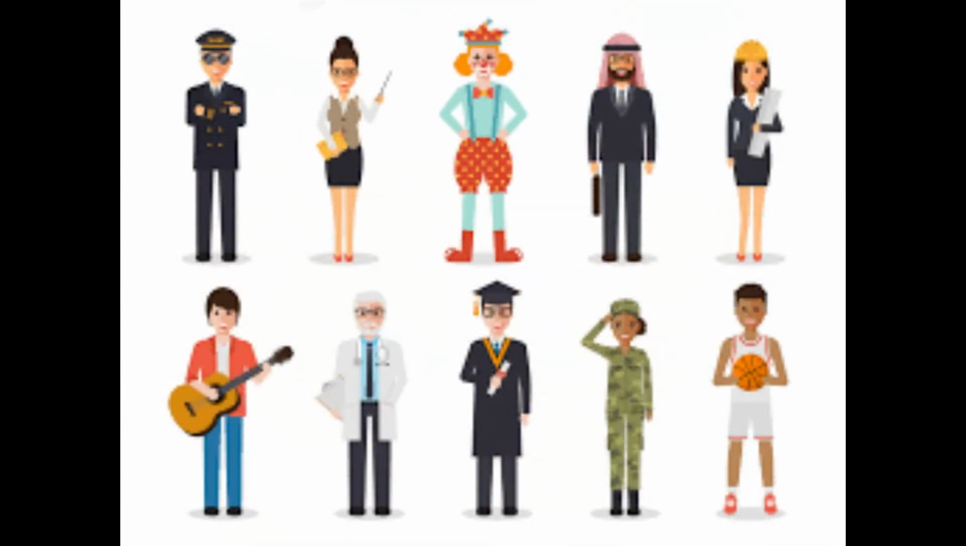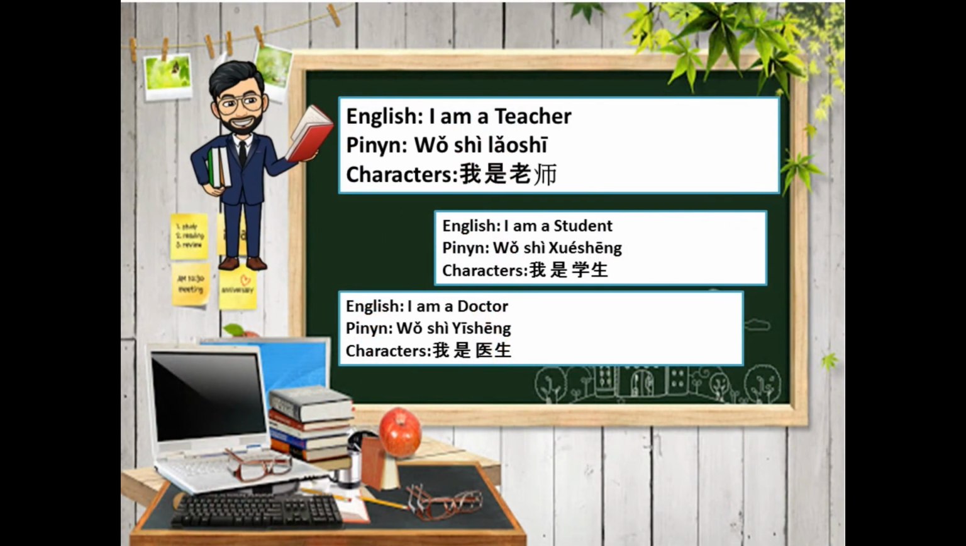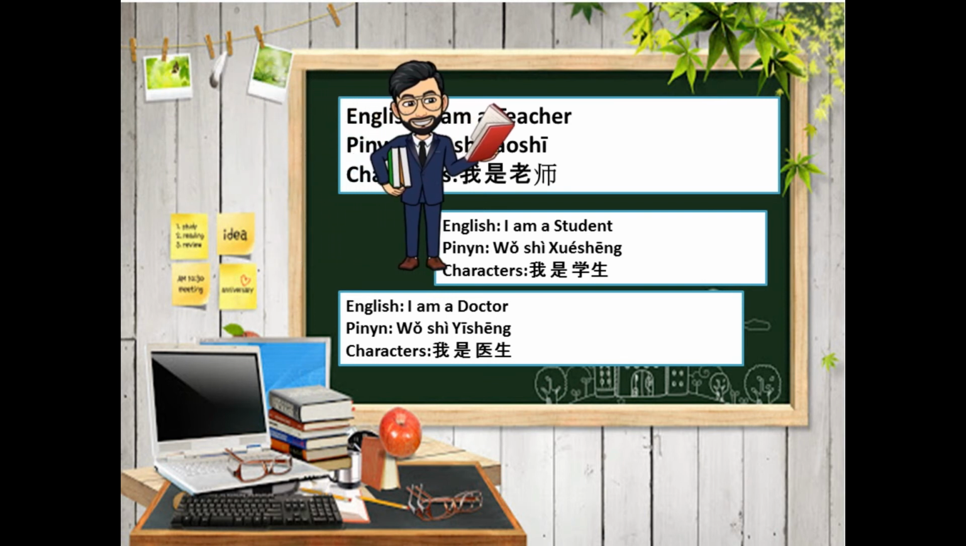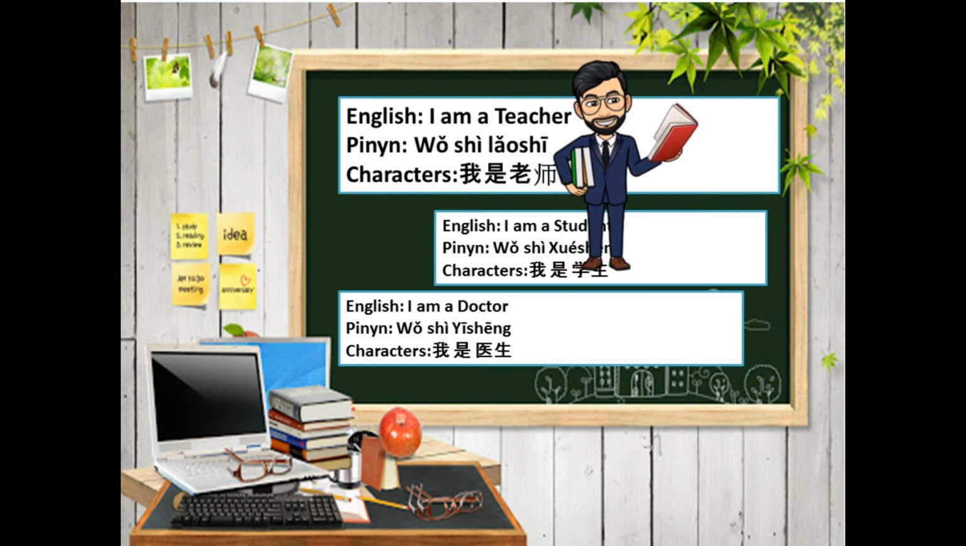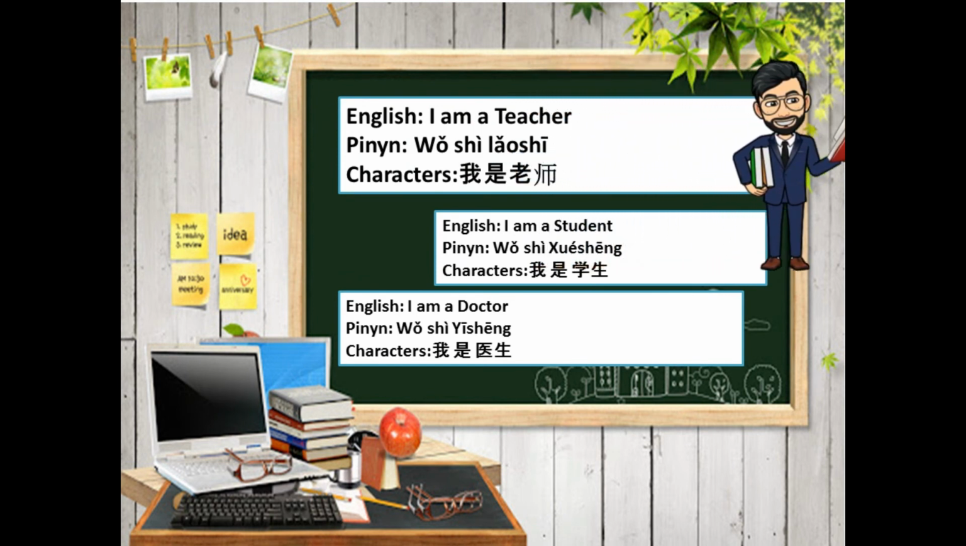Now we will talk about profession. If somebody asks you about your profession, how will you introduce yourself? Suppose you are a student, that is very common, or you are a teacher, or a doctor. As I am a teacher, I will say I am a teacher. So I means 我, am means 是, and teacher we say in Chinese 老师. Together we say 我是老师. I am a teacher. Say with me again. 我是老师.